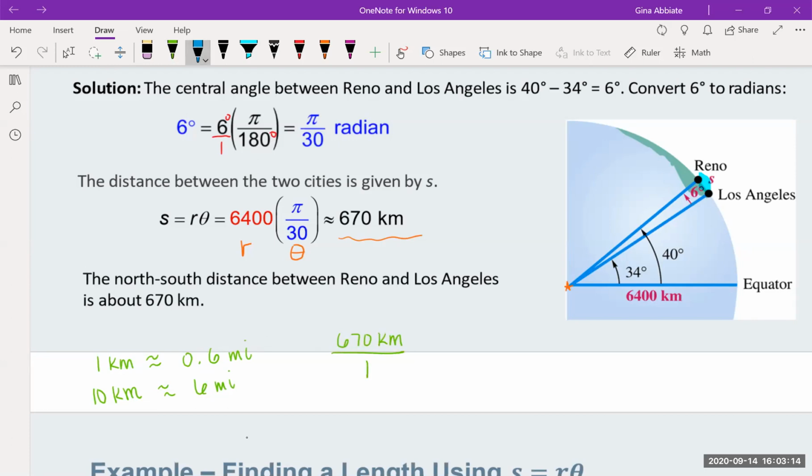And similar to what we were doing before, I'm going to multiply this by miles and kilometers. I want the kilometers to cancel, so I put it in the bottom, 0.6 miles in the top. So I'm ending up multiplying 670 times 0.6, and I'm getting about 402 miles. That's probably as the crow flies, right? Not if we were actually driving.